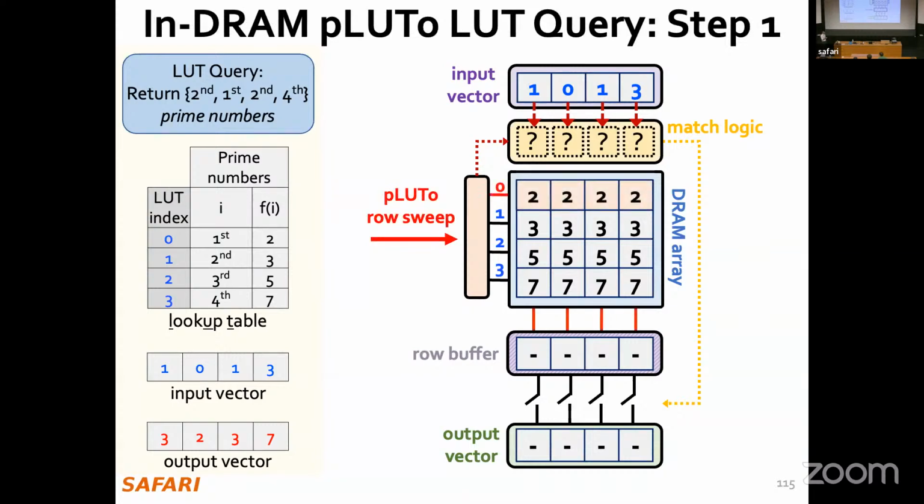So the first step, activate the first row, which is 2, and recall that I'm looking for the second prime number, right? So it should be row index 1. Sorry, here I'm looking for the first. So when I activate, the data is copied to the row buffer as usual. And now my match logic is going to start asking questions. So am I accessing the second prime number?